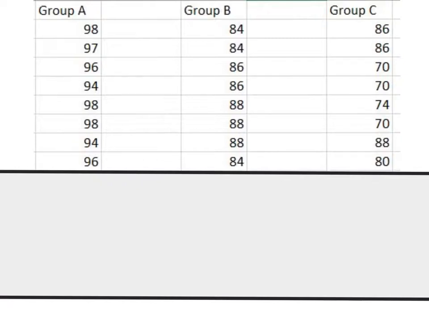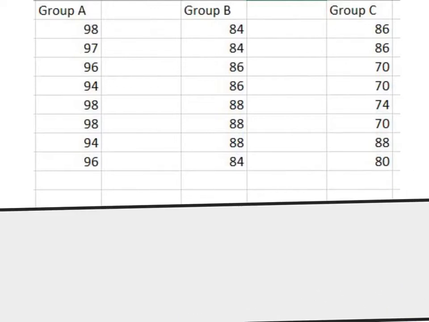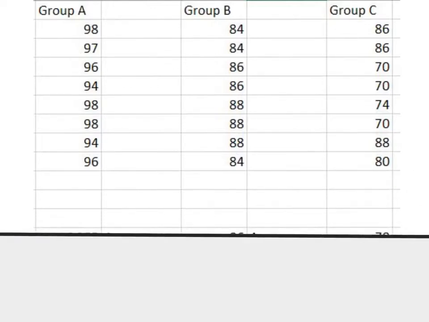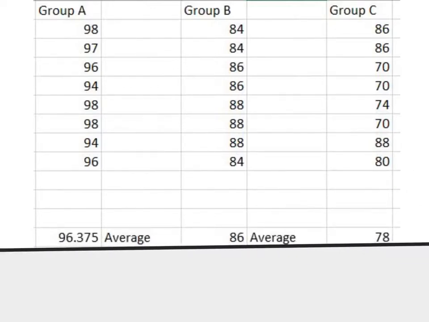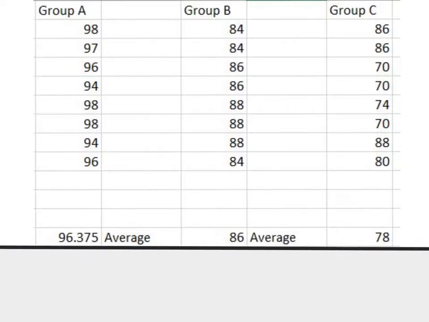Here are the test scores from 3 different classes. When the professor looks at these test scores, the first thing he's going to do is take the average. He discovers that Group A students scored 96.375, Group B had an average of 86, and Group C had an average of 78.